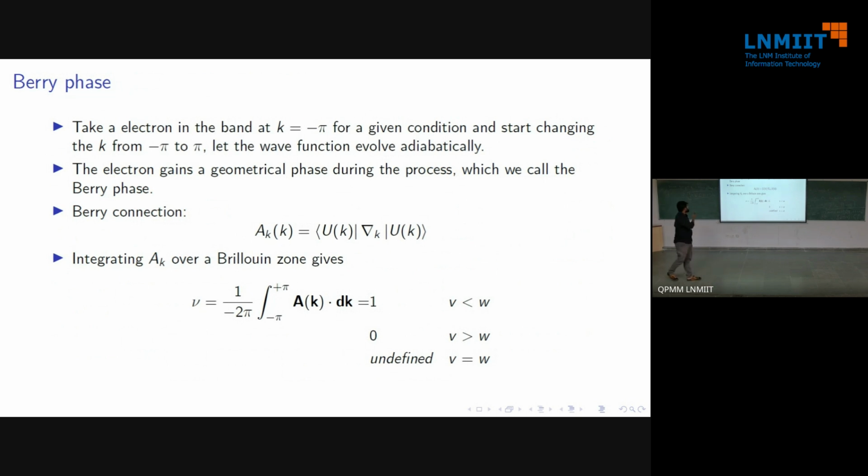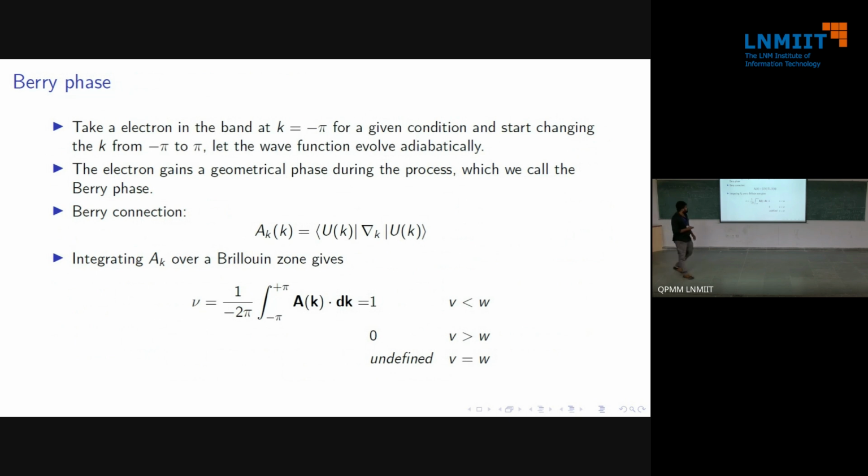And if we try to see how the phase evolution is happening, we will calculate this Berry curvature, and then we'll try to integrate this Berry curvature along the Brillouin zone, which gives us three different situations. When V is less than W, it gives us 1, V greater than W, it gives us 0, and undefined when this band touching phenomenon happens. So now we find a global property where we are able to see that it's a topological system.